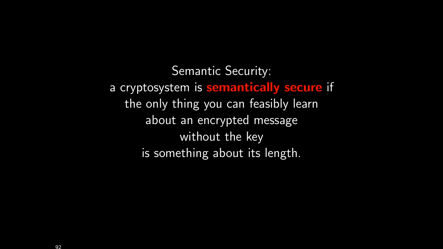Another crucial property for a crypto system is that of semantic security. We say that a crypto system is semantically secure if the only thing you can feasibly learn about an encrypted message without knowing the key is something about its length. That is, if you were to take a message and encrypt it, the encryption has a particular length. The most you can say is, well, this plaintext, when you maximally compress it, can't be much shorter than this. That's about the only thing you can learn for a semantically secure system.